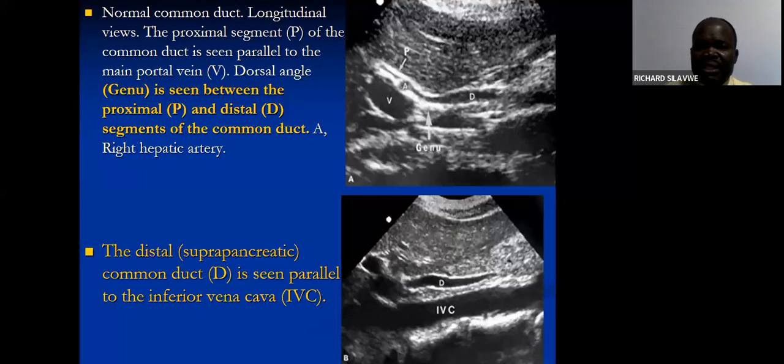So these are just images that I'm showing you here. We are still looking at the duct and the portal vein. Then we are still looking at the IVC here. You can see the duct here. This one is a distal suprapancreatic common duct, which is here, just anterior to the IVC. We are able to see that one there.